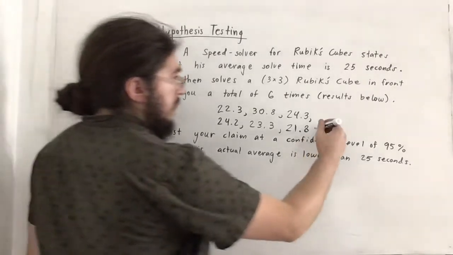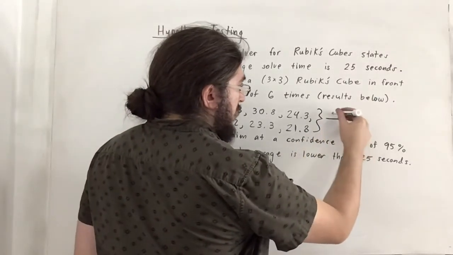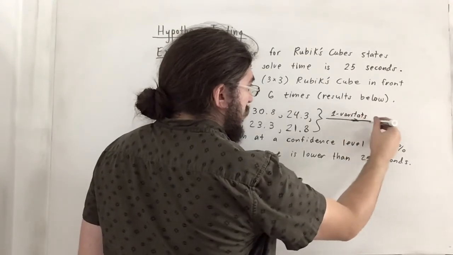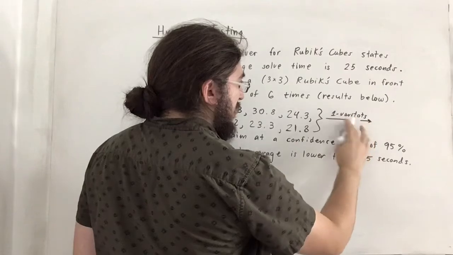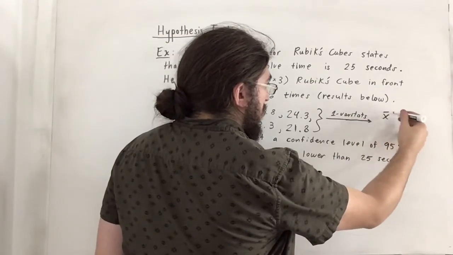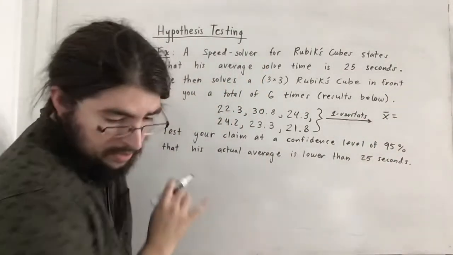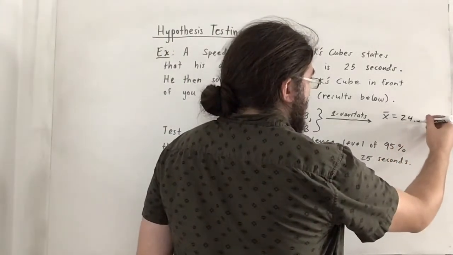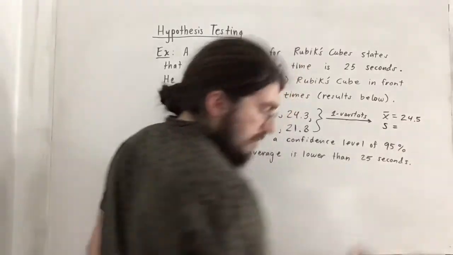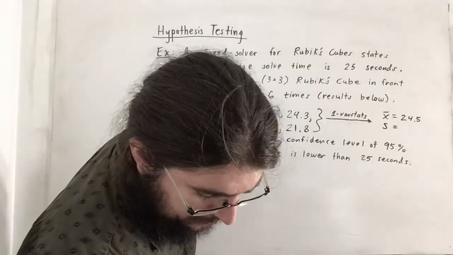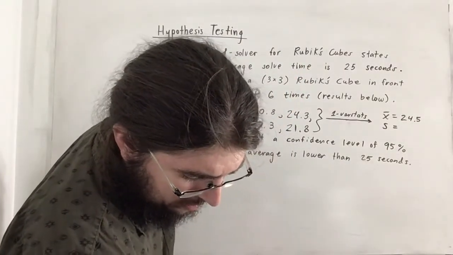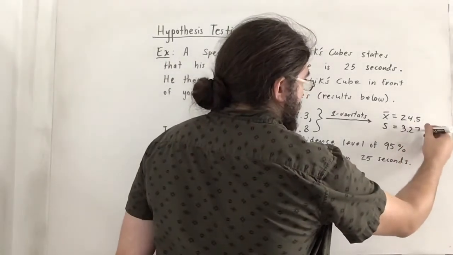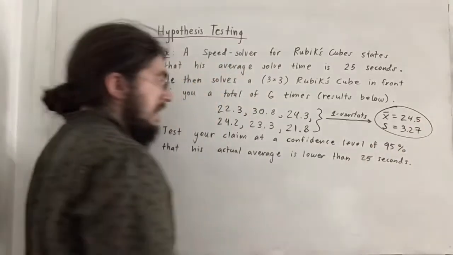Now one var stats gives me the average from this mean. Let me actually write that over here. So from one var stats in my calculator, we get that the mean of the sample, x bar, is 24.45, so let's just say 24.5, and the standard deviation of the sample is then 3.27. All right. So let's go ahead and test the claim now.